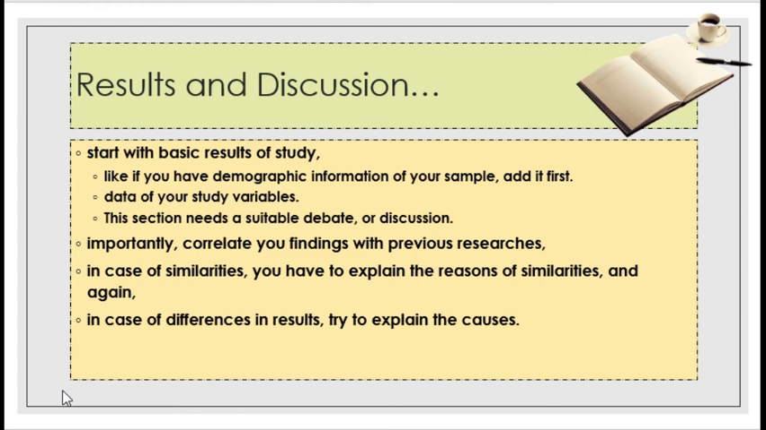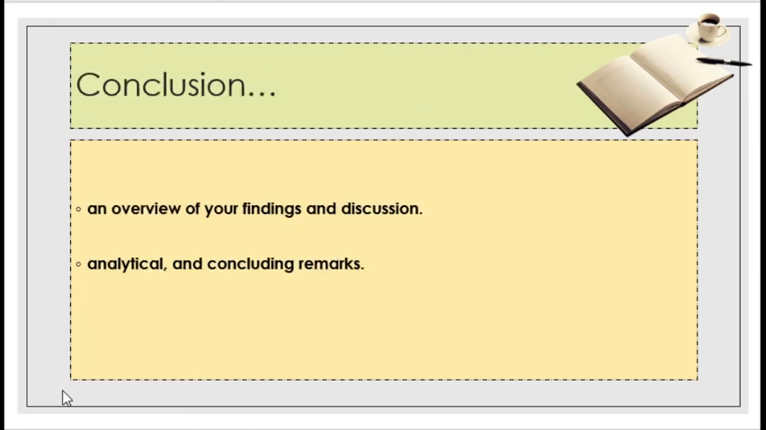Importantly, you are supposed to correlate your findings with previous researchers, either you have similar findings, or your findings differ from previous studies. In case of similarities, you have to explain the reasons of similarities, and again, in case of differences in results, try to explain the causes. Last but not the least, write a short but attractive conclusion. A conclusion includes an overview of your findings and discussion, and sums up with your analytical and concluding remarks.